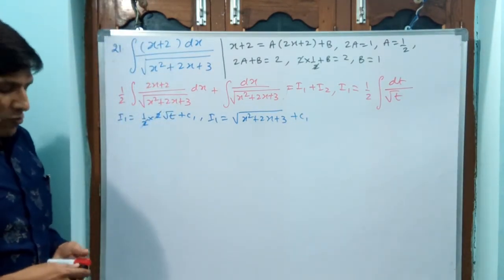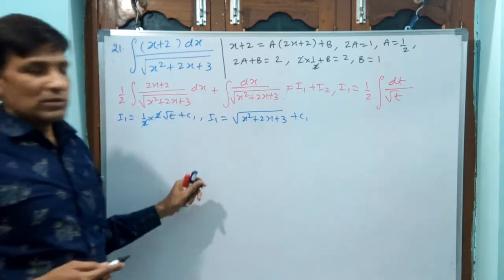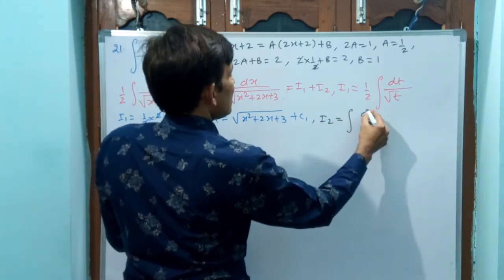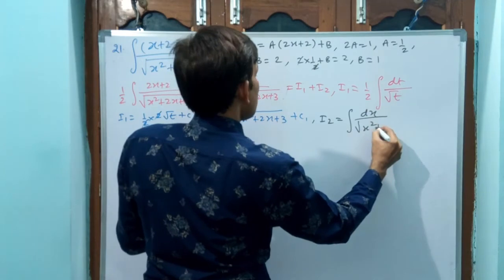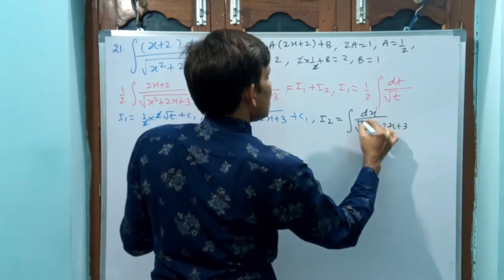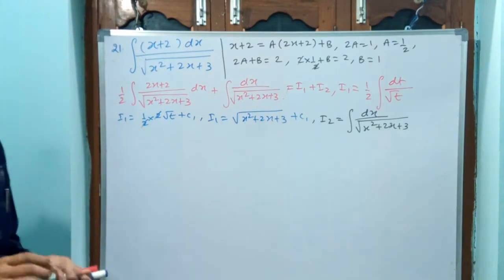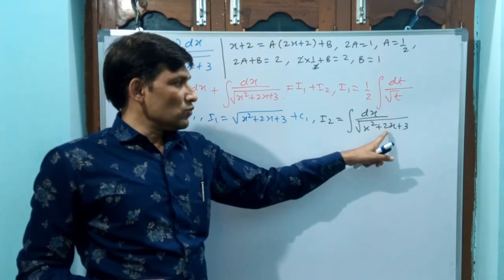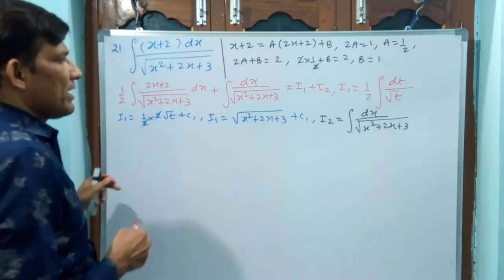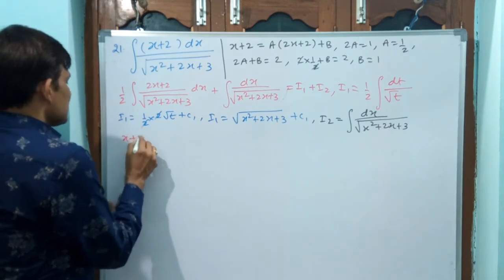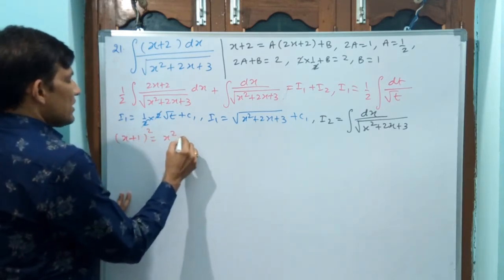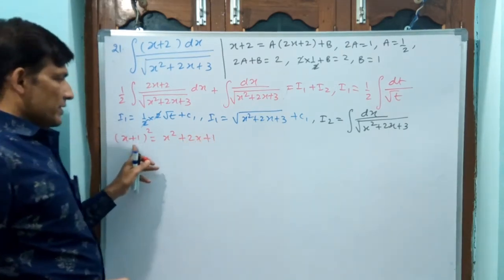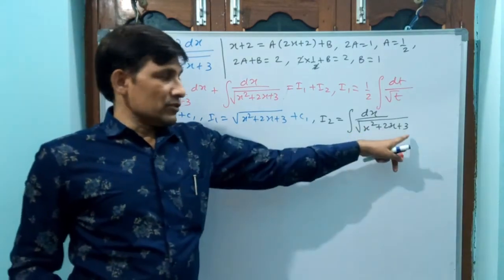Okay. Now go for I2 also. I2 you have to do some calculation. Write down first I2. I2 is equal to integral dx by square root of x square plus 2x plus 3. Okay, you see here, this is in the form of a plus b whole square, x plus 1 whole square. Let us see what will happen now. x plus 1 whole square I am rewriting. x plus 1 whole square is going to become x square plus 2ab plus b square. But is this the same? No, here 3 is extra.